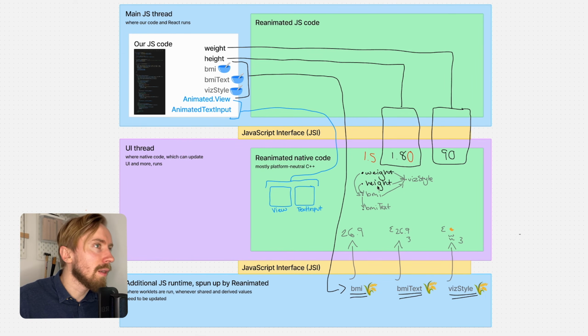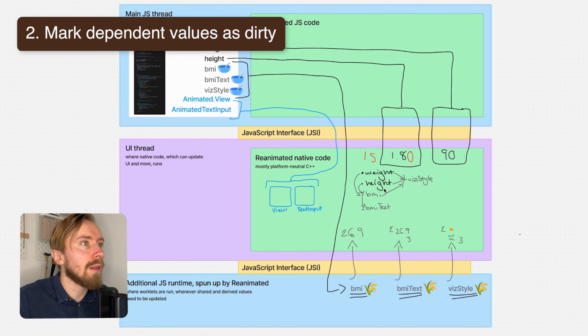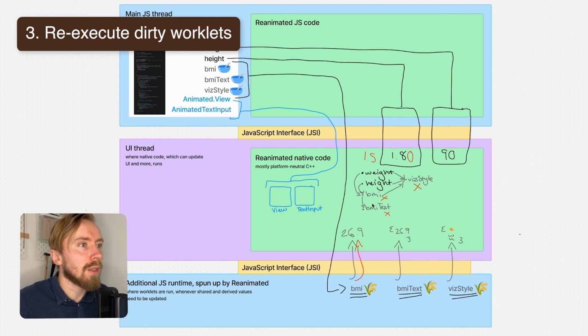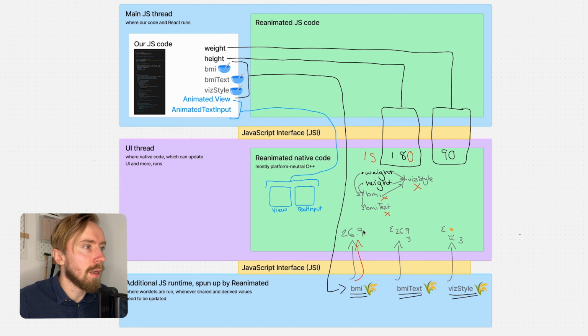We go through the dependency graph. What is dependent on the height? Again, BMI is derived directly from height as well as weight. Then we have BMI text, which is dependent on BMI, which is dependent on height. And then we have the viz style. So once these are all marked as dirty, we re-execute our worklets, starting with BMI.